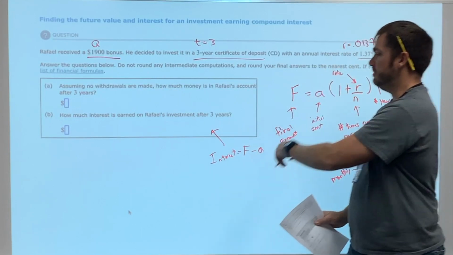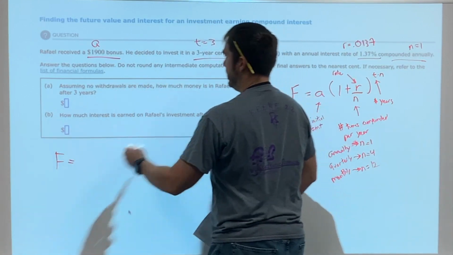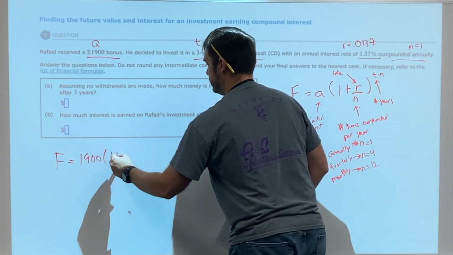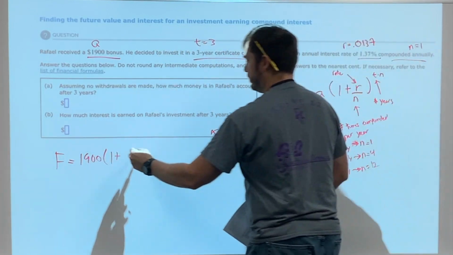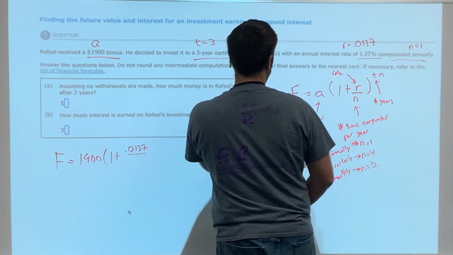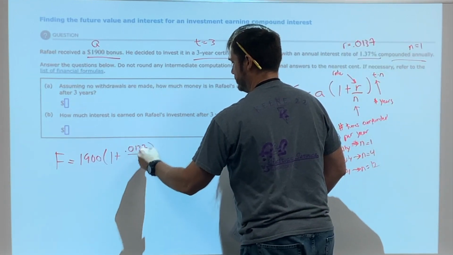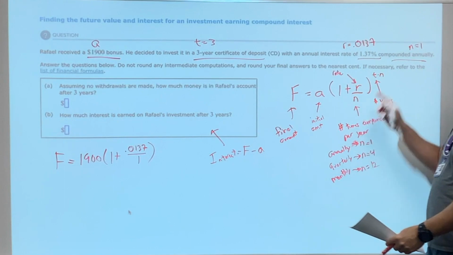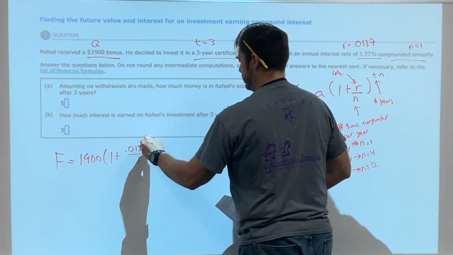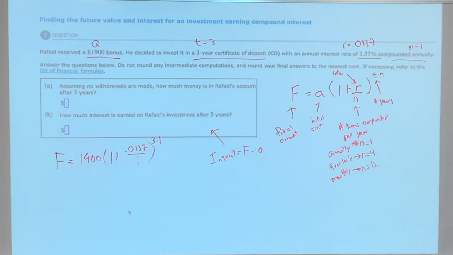All right, so let's go ahead and plug this in. We have final amount equals A, initial amount, so 1,900, times 1 plus a rate, 0.0137, divided by n. Our n value is 1, so that's really pretty basic. And then t value, our number of years, is 3 times n, so 3 times 1. All right, let's go ahead and plug that into Desmos.